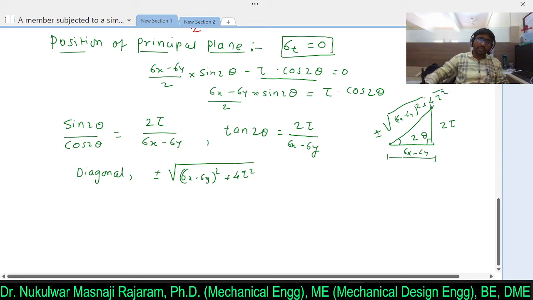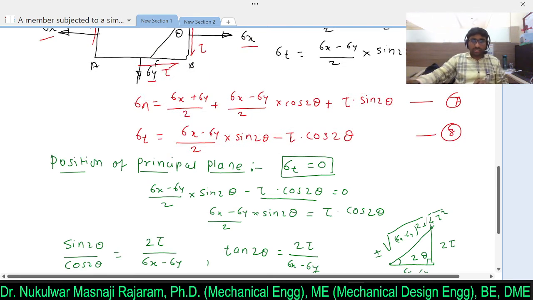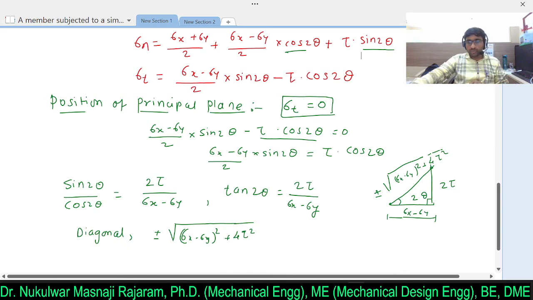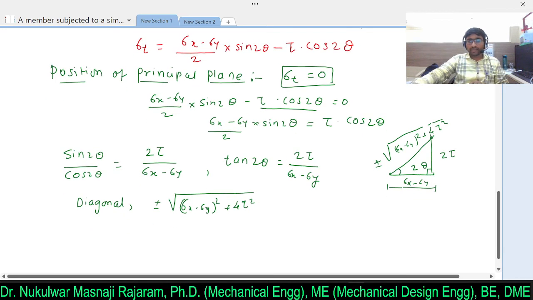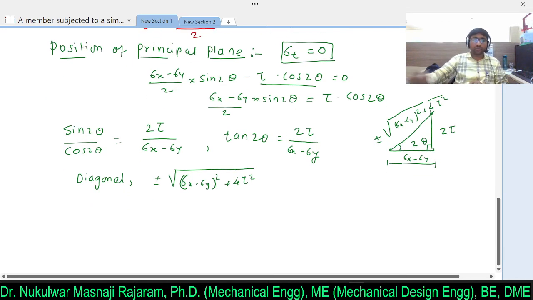Why am I evaluating this? In the normal and shear stress expressions, if you observe, there are two terms, cos of 2 theta and sin of 2 theta. I want to evaluate these two values. Clear? As now I know the diagonal, I can easily get sin 2 theta and cos 2 theta.